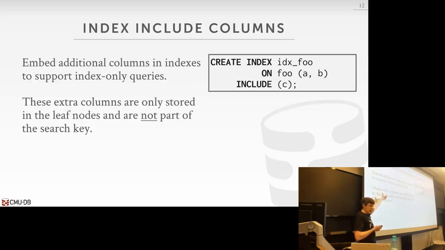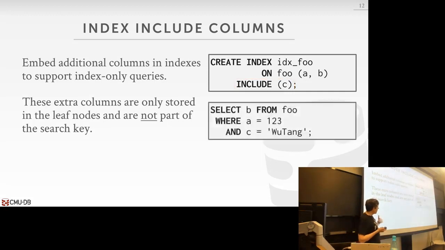This is what include columns allow you to do. Basically, an include column allows you to say, for all the keys that I'm storing in my leaf nodes, also include these additional attributes. In this case, I'm building an index on A and B. All the inner nodes only have keys A and B, and when I do lookups, I only examine A and B. But when I land in the leaf nodes, I can also get the C attribute value for every single entry in there. So now, if I go back to my other query, select B from foo where A equals 123 and C equals Wu-Tang, I do my lookup on A and follow that down.